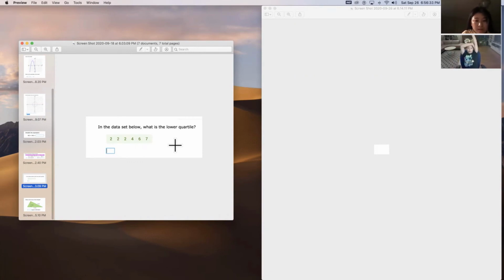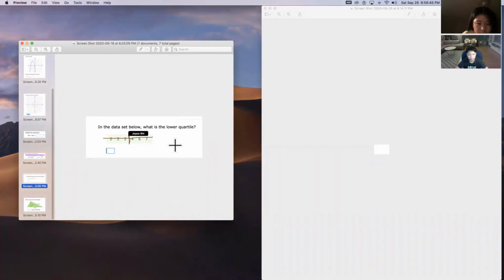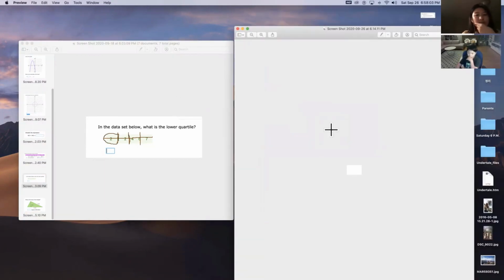Okay, so quartiles, it's already in order for you. This is your line. This is where the middle would be. And then once you have your two halves, quartile means quarter. So this would be your quartiles. And then these 2 and 2 would be your lower quartile. So I think in this question, quartile refers to a single number.